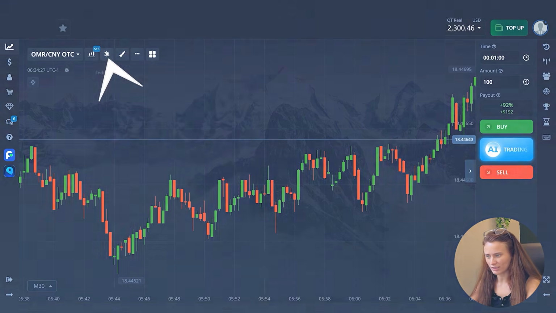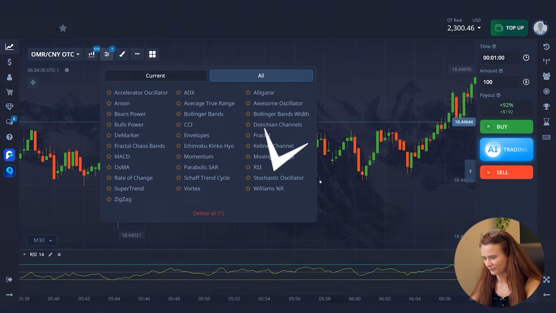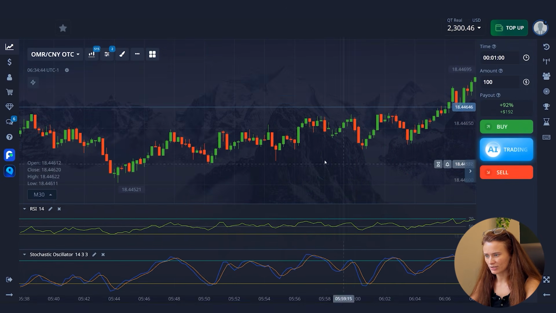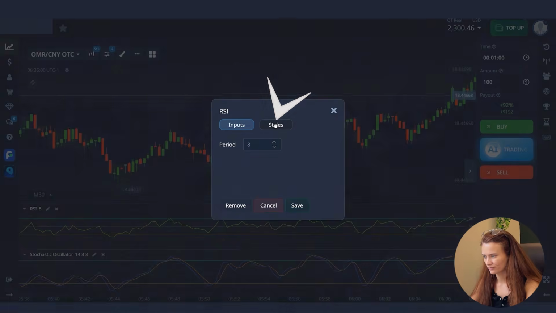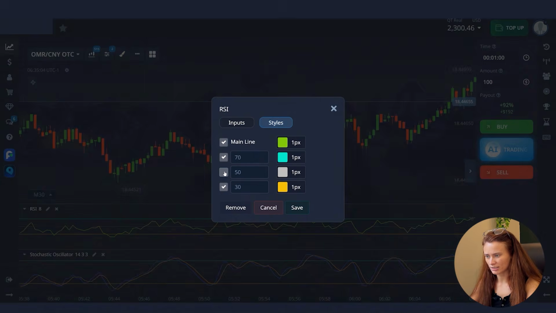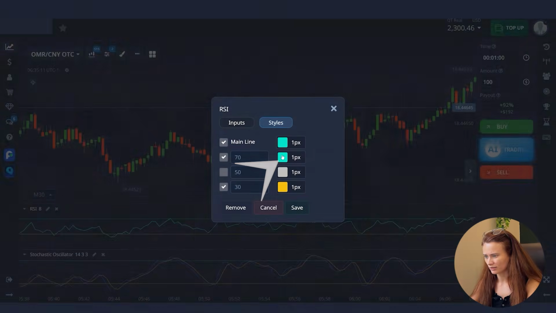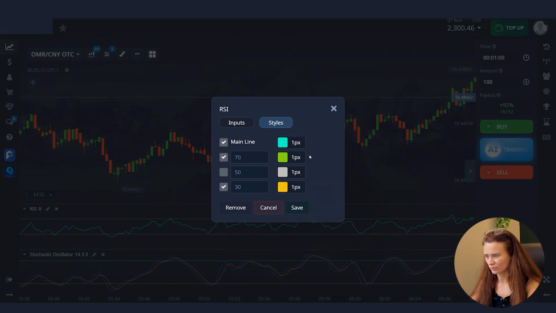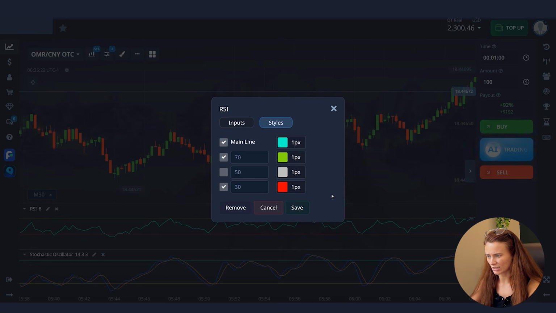Now turn on the indicators, and they will be RSI and Stochastic oscillator. In the RSI settings, you need to reduce the period to 8. This will allow me to see more quickly all market fluctuations. In the RSI settings, I turn off level 50. It's not needed in this chart today. Color of the line will make turquoise. Level 70 is green. And level 30 is red.